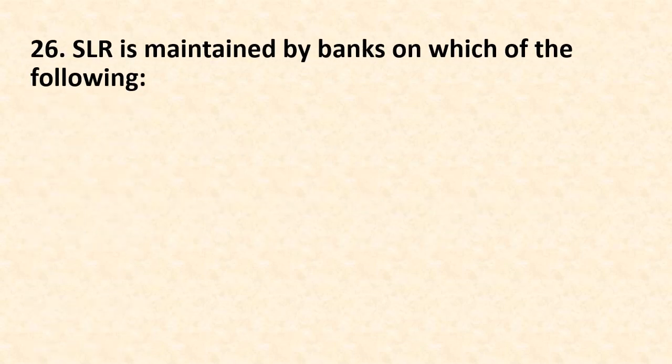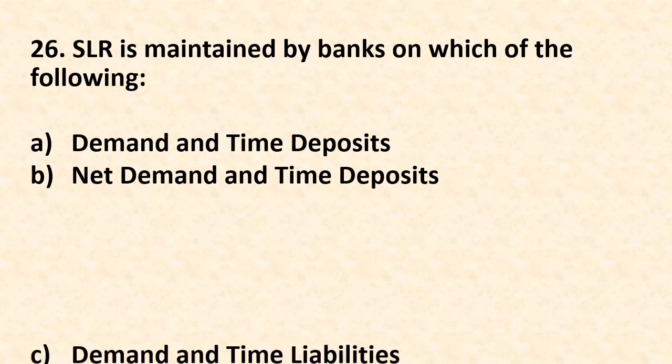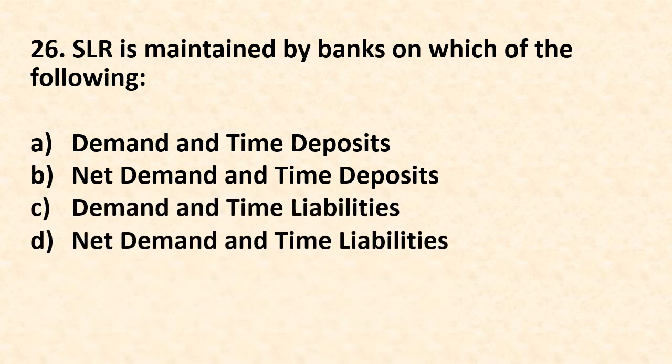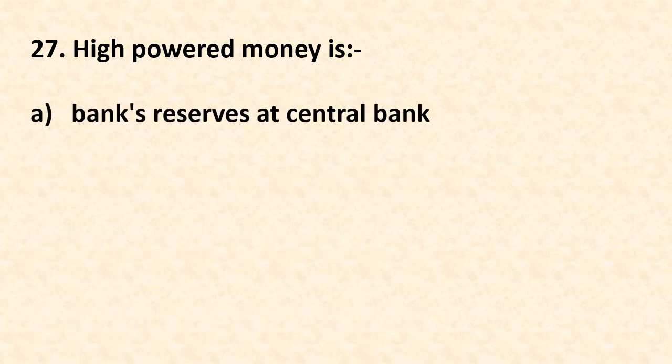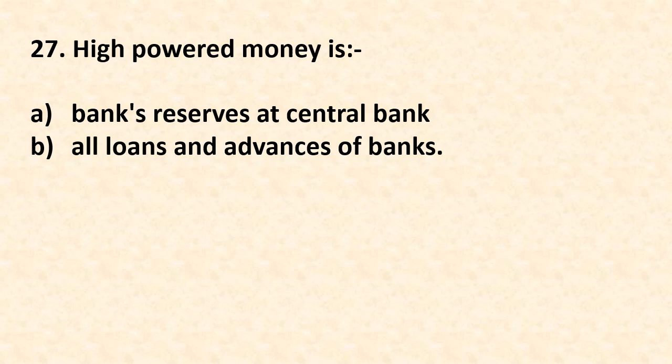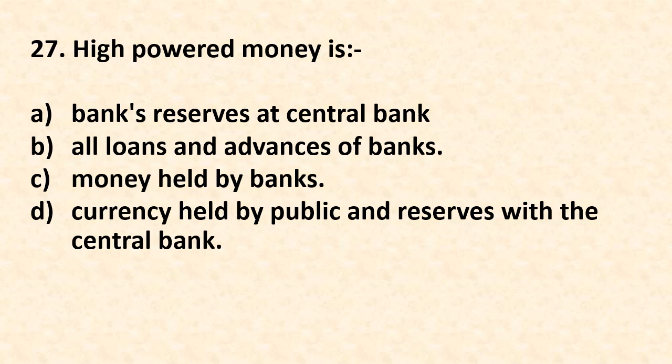26. SLR is maintained by banks on which of the following? Options are demand and time deposit, net demand and time deposits, demand and time liabilities, and net demand and time liabilities. The correct answer is option D, net demand and time liabilities. Question number 27. High powered money is, options are banks' reserves at the central bank, all loans and advances of banks, money held by banks and currency held by public and reserves with the central bank. The correct answer is option A, banks' reserves at central bank.